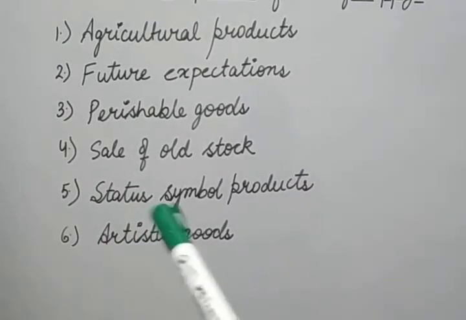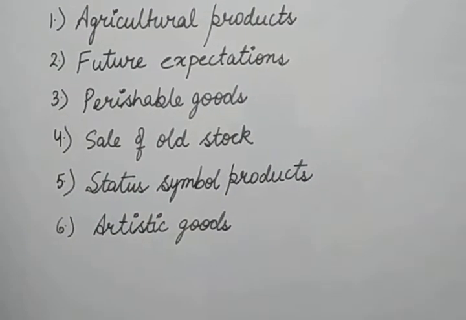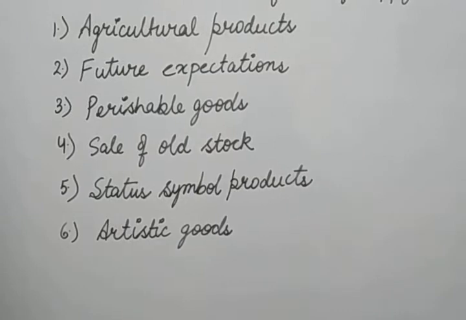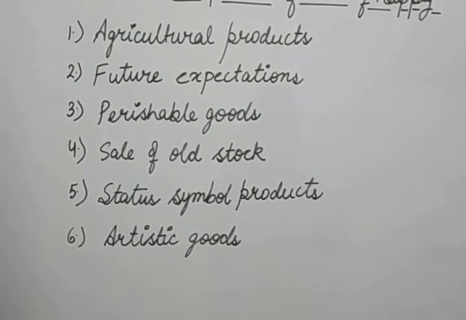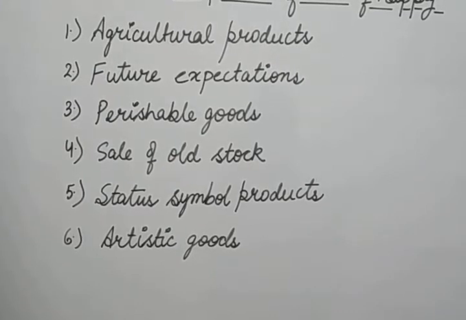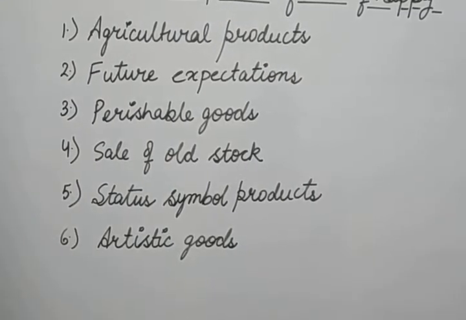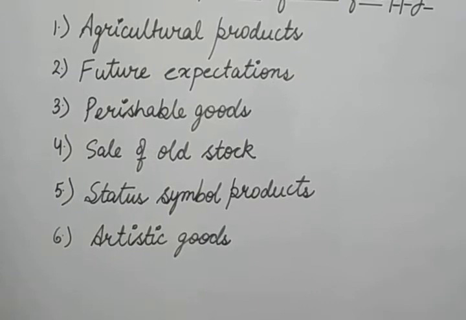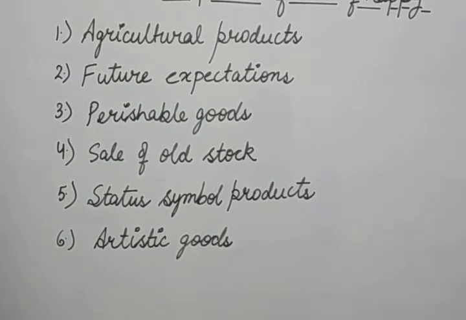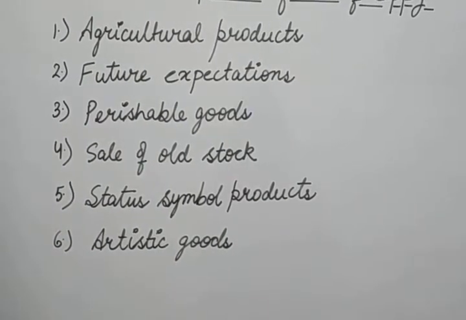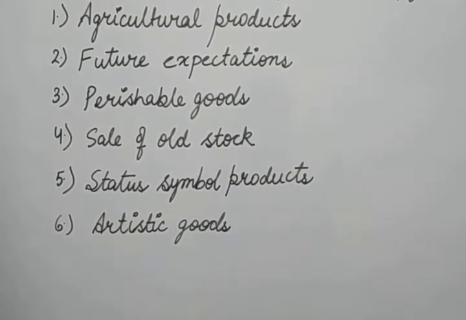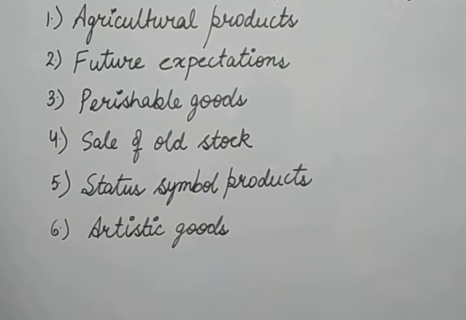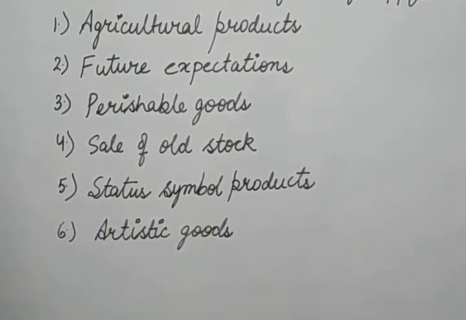Now the fifth one, status symbol products. By these, the consumer wants to show false prestige. The supply of goods related to status, prestige and living standard will remain limited even if their price rises. And the last one is artistic goods, like paintings, crafts, or antique items, all such things.